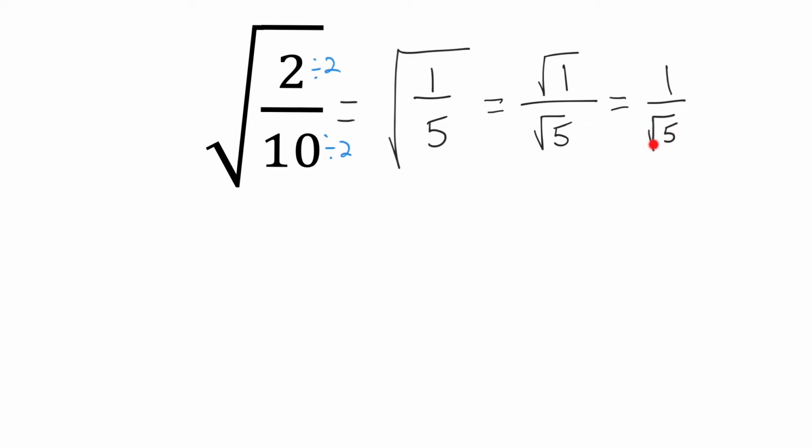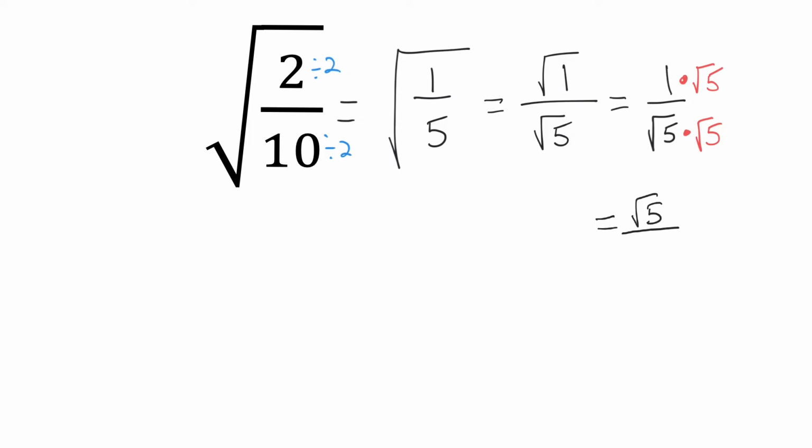To get rid of the radical, you are going to multiply that denominator by itself. So I'm going to multiply by the square root of 5. But whatever you do to the bottom of the fraction, you also have to do to the top of the fraction. So you will multiply the top by the square root of 5. When you multiply the top, we have 1 times the square root of 5. Anything multiplied by 1 is going to be itself. So the top is just going to stay as the square root of 5.